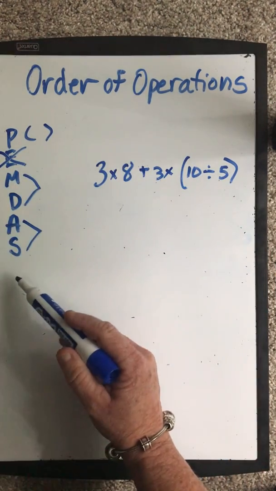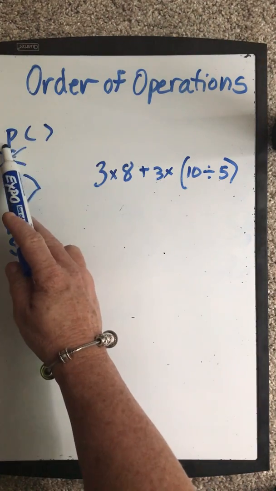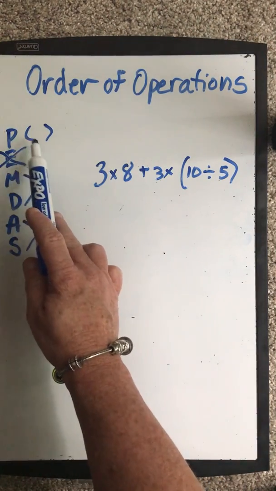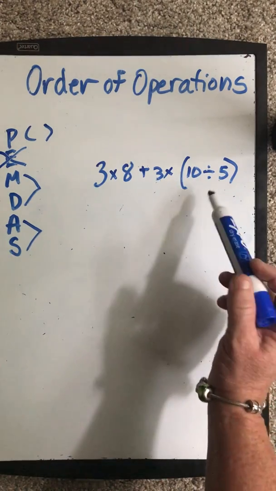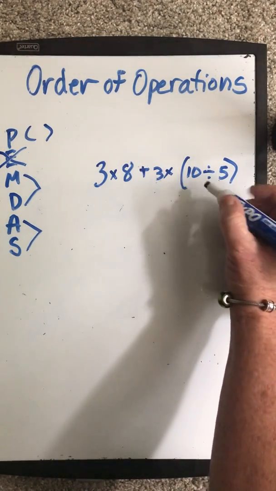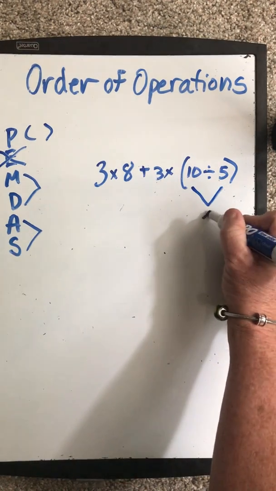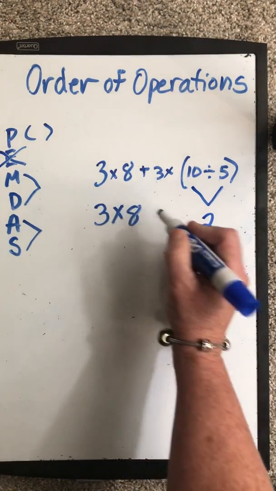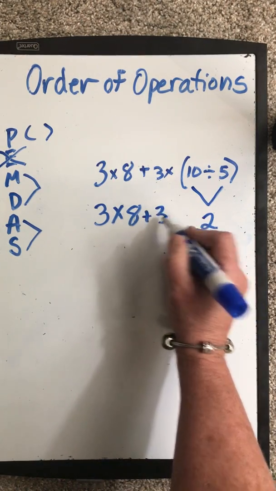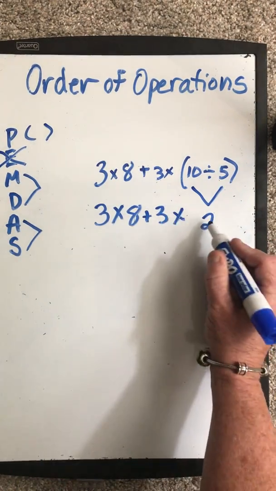We're going to use PEMDAS, and that PEMDAS tells us that what do we need to do first? Whatever is in the parentheses. So we're going to go right over here where it says 10 divided by 5. 10 divided by 5 is 2. So we're going to solve 2. And now we have 3 times 8 plus 3 times 2.